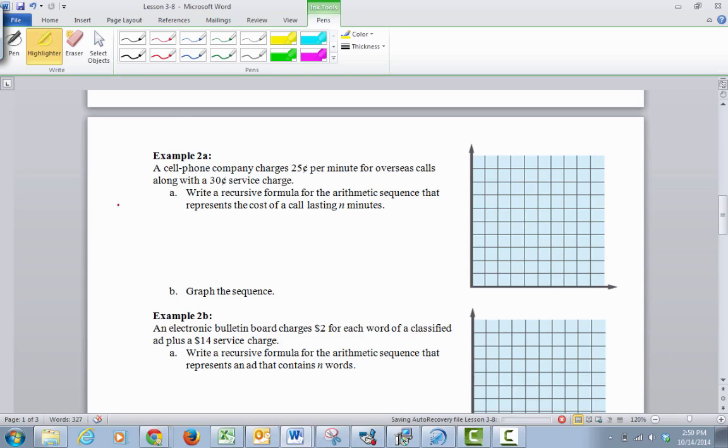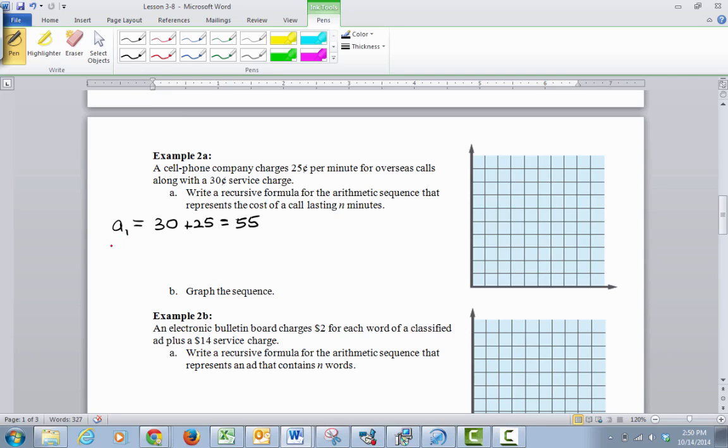So first of all, I want to find out what my cell phone call cost me at time 1. So a sub 1. How much would it cost me? 30 cents plus what? Because we're at the end of 1 minute, we'll have 25 cents, right? So the total of that is what? 55 cents.